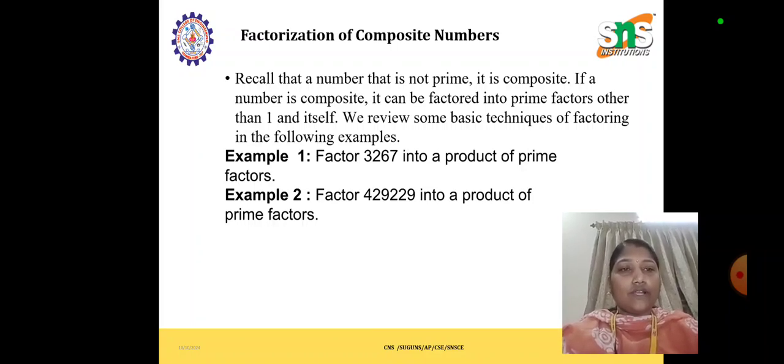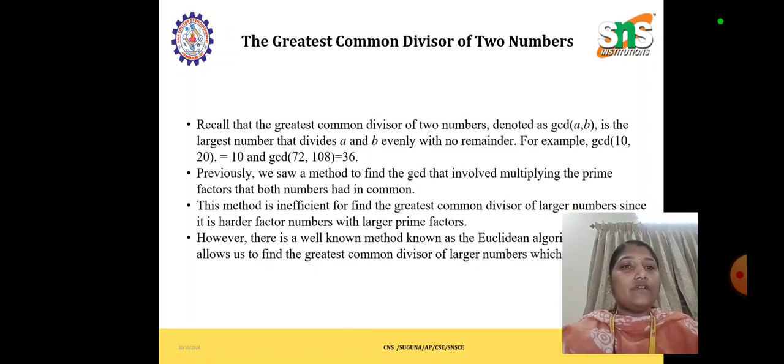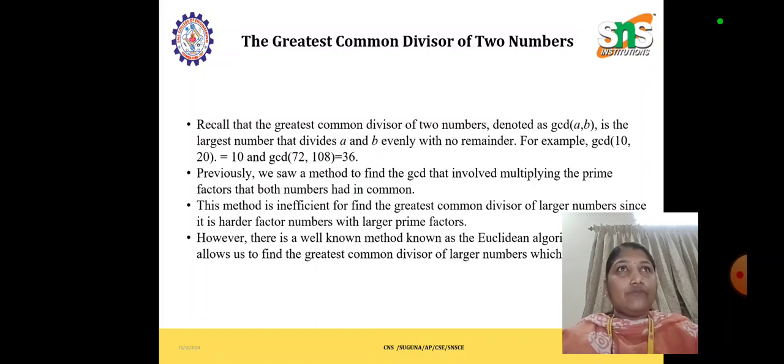You also know about the factorization of composite numbers. The normal way of finding the factorization of a given composite number is by taking the GCD. We say two numbers are co-prime when the GCD of the two numbers is 1. That is, if GCD of a comma b is 1, we can tell that a and b are co-primes. This is the way we find the prime factors of a given number.